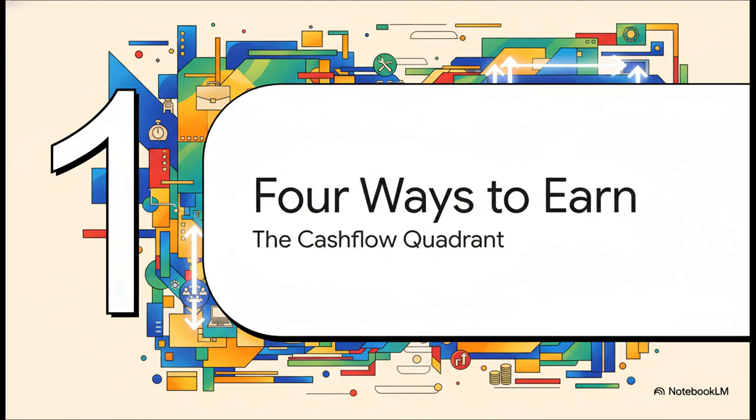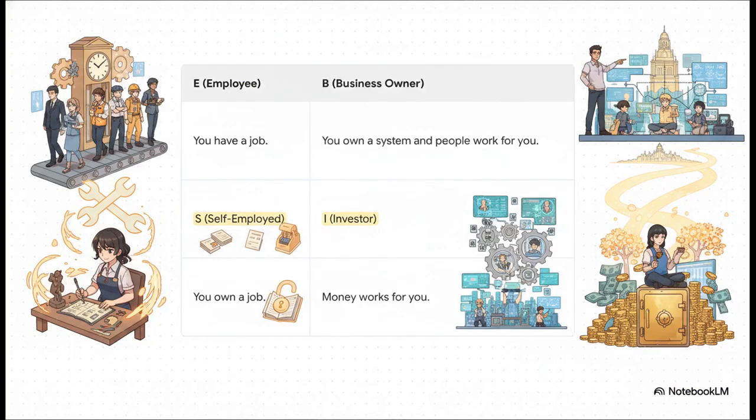So, according to this framework, every single person who earns money falls into one of four distinct categories. And each one has its own set of rules, its own mindset, and its own definition of what success even looks like. Understanding where you are today is the absolute first step to figuring out where you want to be tomorrow.